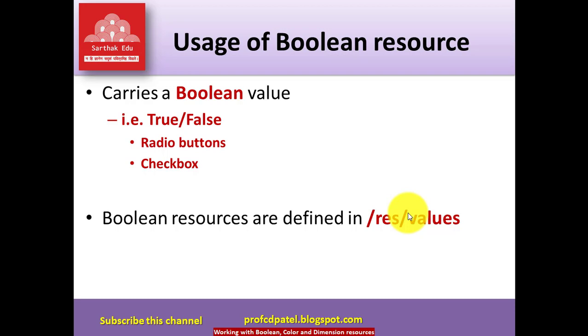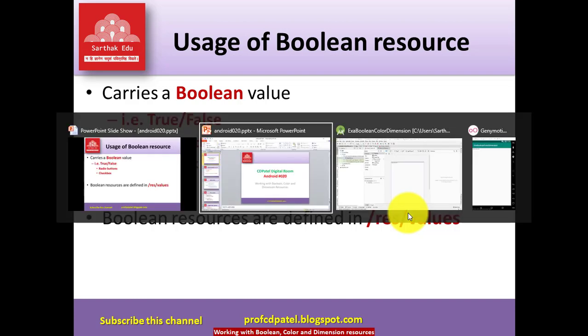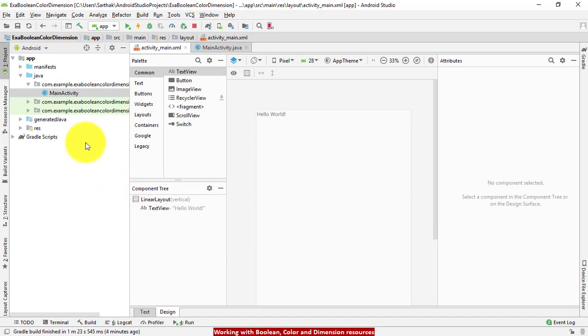All Boolean value resources are defined in the resource values directory. So let's see where Boolean values are stored. I am going to open my Android Studio and this is the area where resources are stored. This is the directory where your values are stored, and later on we will also store our Boolean values.